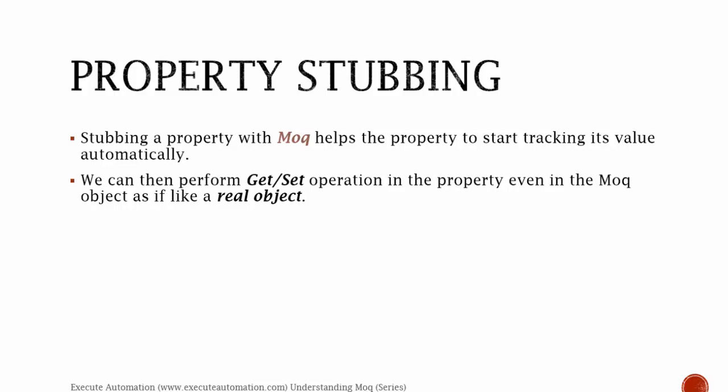Stubbing a property with mock helps the property to start tracking its value automatically, and that is the main purpose of property stubbing itself. We can then perform a get and set operation on the property which is stubbed, even in the mock object, as if it were a real object. And that is the greatest beauty of this property stubbing. So if you're not really getting what property stubbing is actually doing, let me flip to Visual Studio and show it clearly.